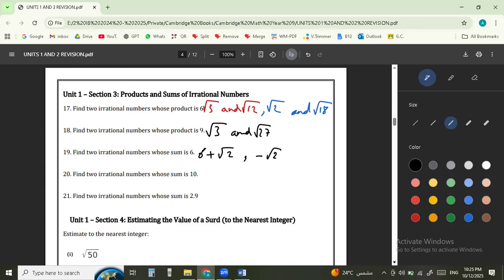Sum of 10. 10 plus root of 3, or root of 2, anything, any third. And minus root of 3. Sum of 2.9. 2.9 plus root of 2, any third, as we agreed. And the other number, negative root of 2.